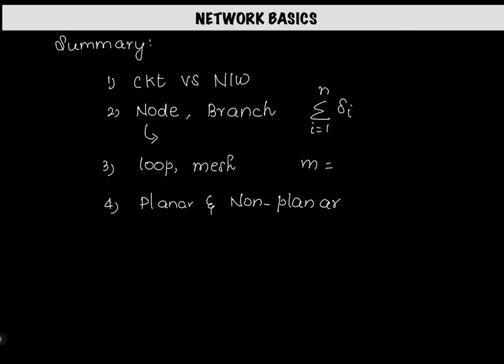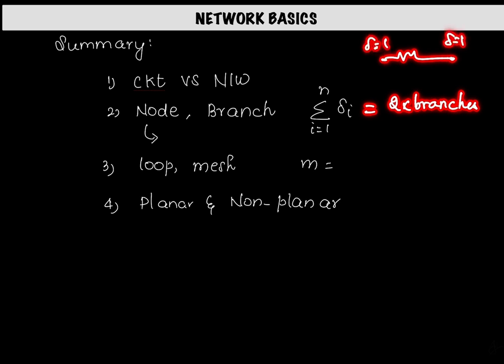So as a summary, we have discussed what is a circuit and what is a network. A circuit should have a closed path, whereas a network can or cannot have a closed path. Then we discussed what is a node, and what is the degree of a node. And we discussed what is a branch, which is the number of elements in a particular circuit. And we also discussed that the sum of the degrees of the nodes will be equal to 2 times the number of branches. This is from the fact that each branch is going to contribute 2 degrees.